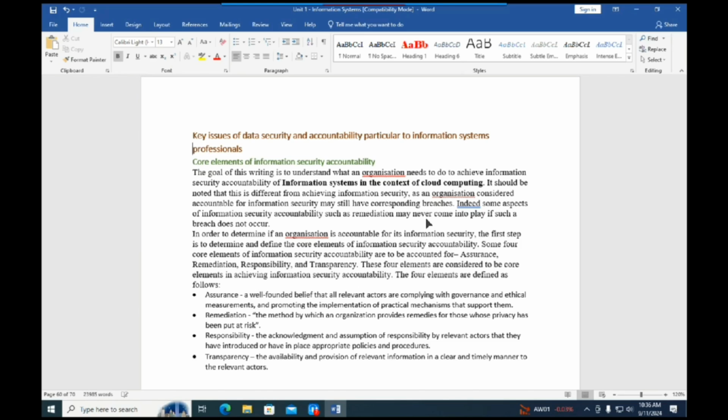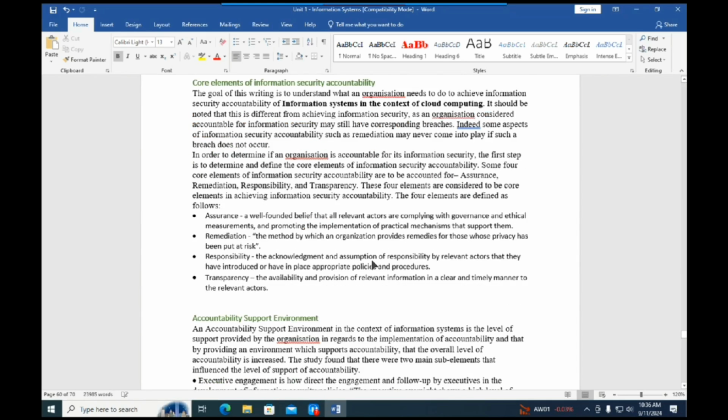Now, let's look at the definition of these four elements. The first one is assurance. What is assurance? Assurance is simply a well-founded belief that all relevant actors are complying with governance and ethical measurements, and also promoting the implementation of practical mechanisms that support them.